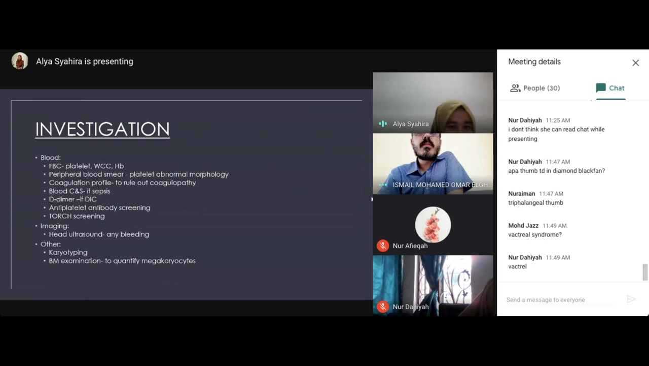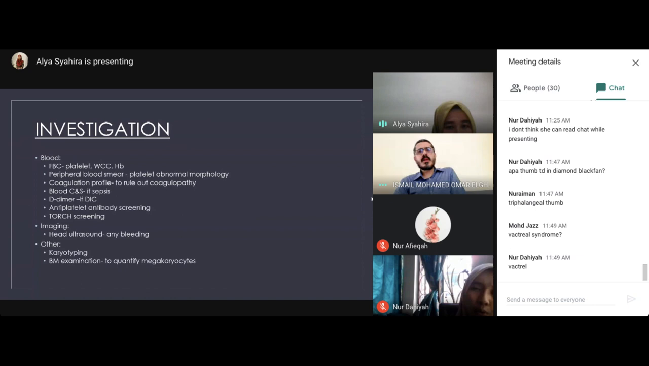Can you repeat again about the platelet size? If large, it's suggestive of peripheral destruction. And if the platelet size is small, it is more suggestive of a platelet production problem.